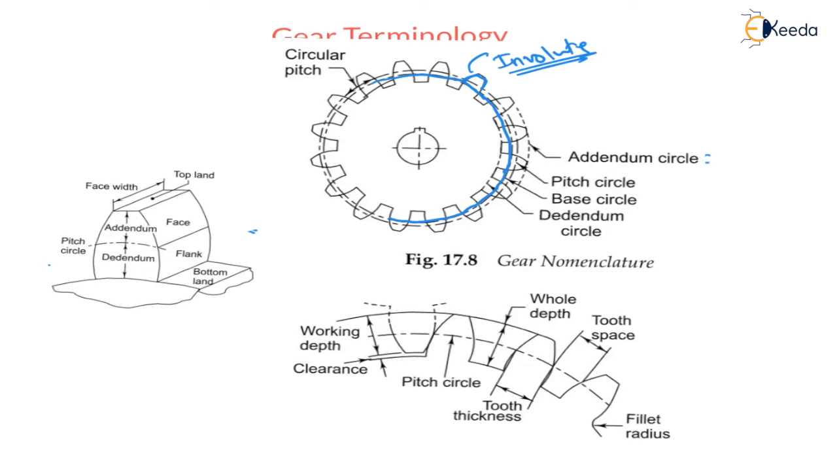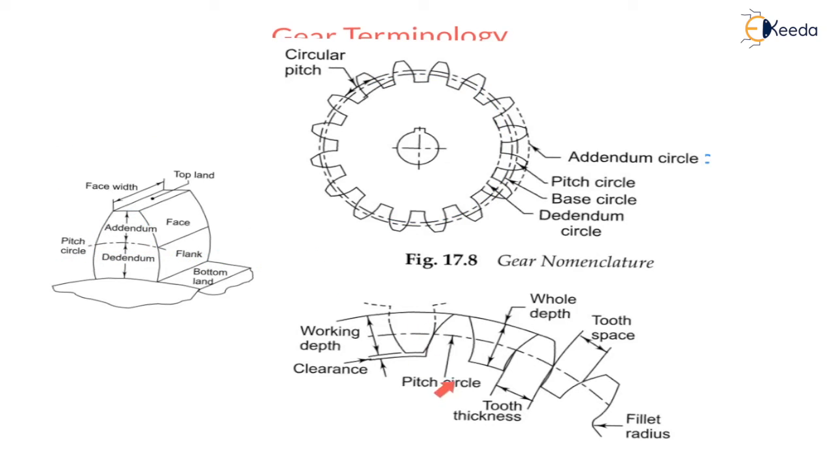Let us say there is a base circle like this, just below the pitch circle, and from this base circle the upper portion is involute. This profile of the tooth is the involute profile. There is a cycloidal profile also, which we will see separately. I will make a video on involute and cycloidal profiles. But remember, from the base circle the upper portion is involute.